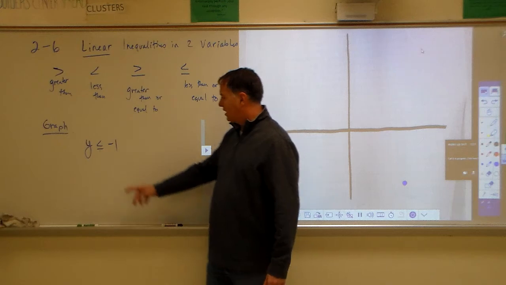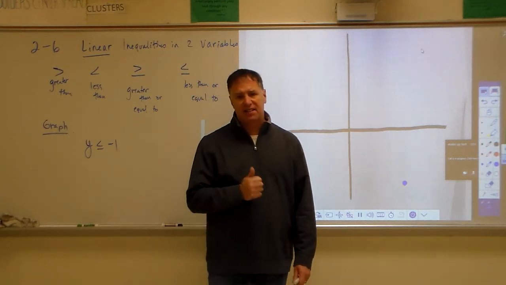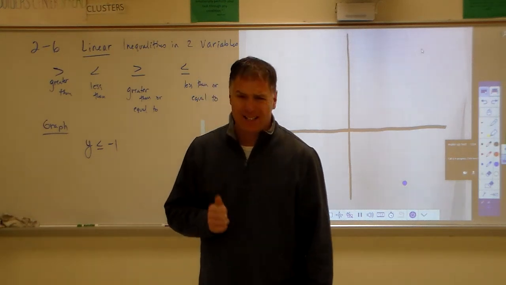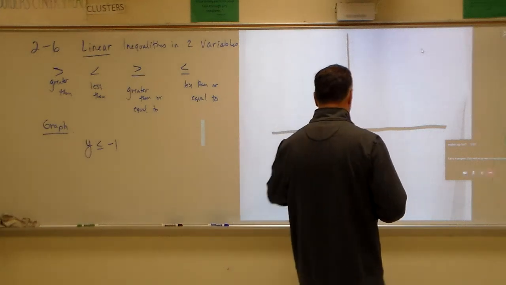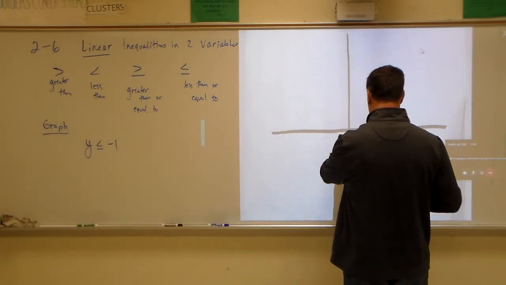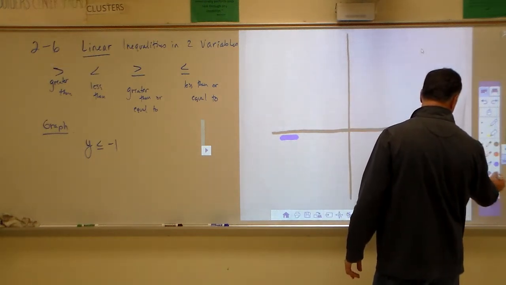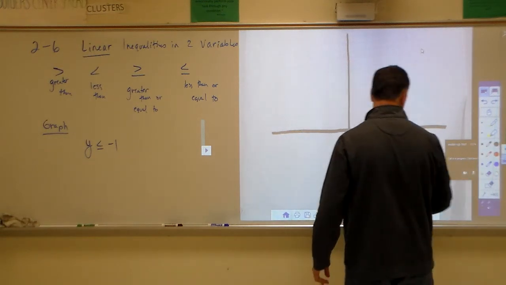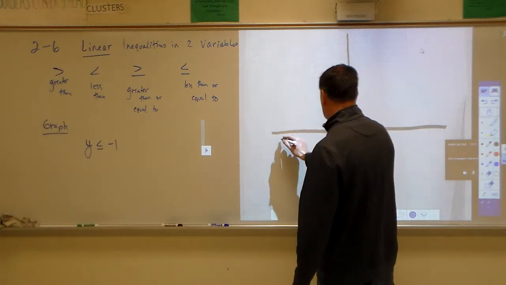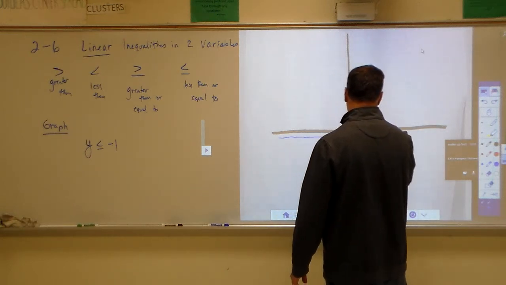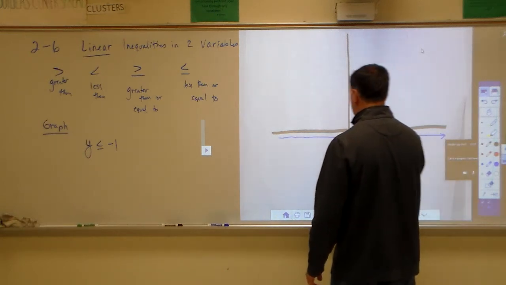Now, this one is less than or equal to, so if it's less than or equal to, it's going to be a solid line. So I'm here at -1. I guess I never switched that. My mistake. So I make a solid line through -1.